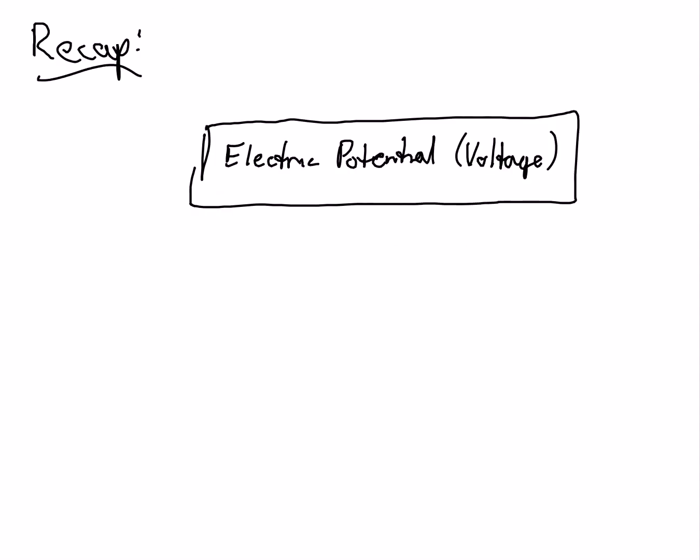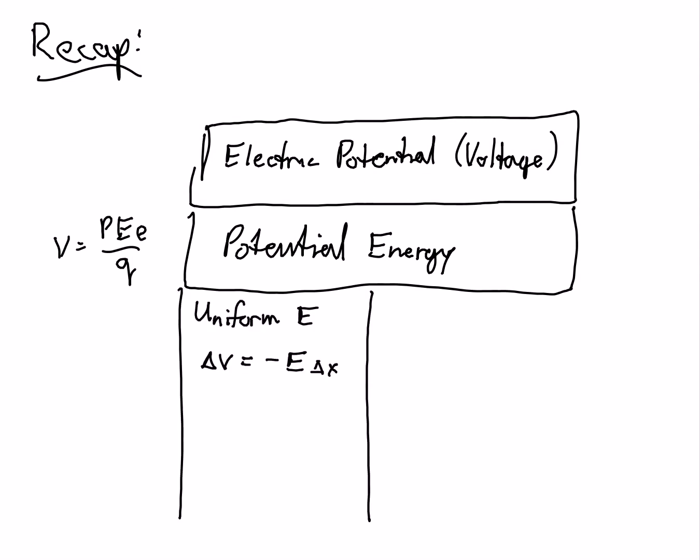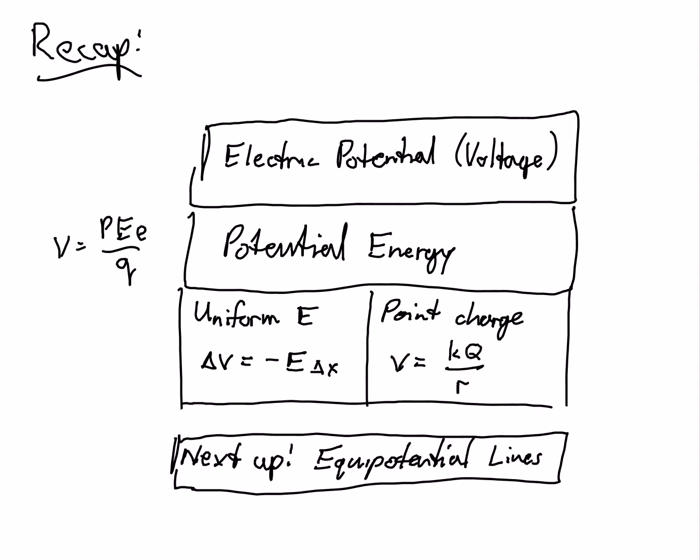So we've been talking about electric potential, or voltage. You should now understand its relationship to potential energy, in particular that it is defined as the electric potential energy divided by the charge Q of some test charge. And you should be able to deal with two special cases. One is the case of a uniform electric field where the change in voltage is minus the electric field times the displacement. And the other special case is the electric potential due to a point charge, which is equal to kQ over r.